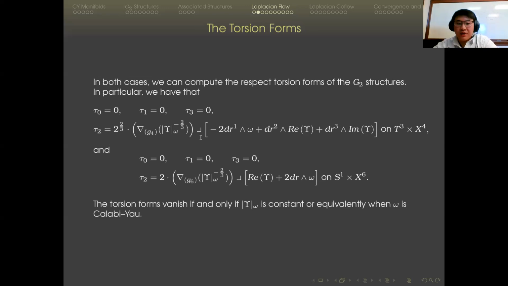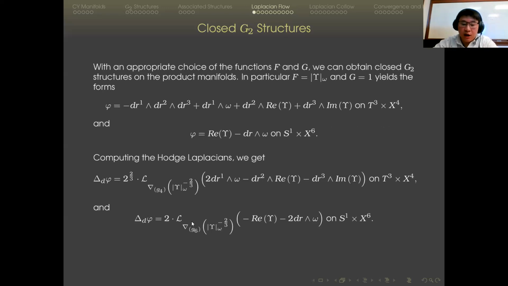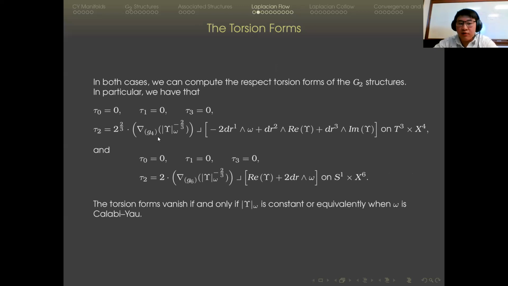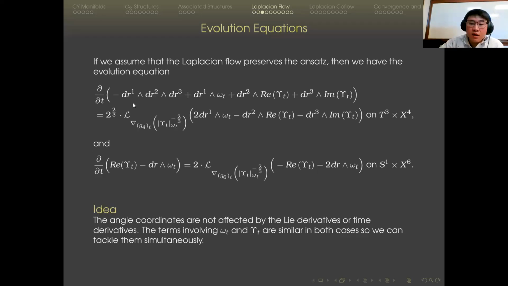And that just comes out because this Hodge Laplacian is just the exterior derivative of this, and we use Cartan's magic formula to go from the interior product to the Lie derivative. And in both cases, it pretty much looks like the exact same thing for the respective ones. And we know that the torsion forms will vanish if and only if that norm thing is a constant, or equivalently when we start with that Ricci flat Kähler metric, like I mentioned. In any case, we can start plugging everything into the evolution equations.